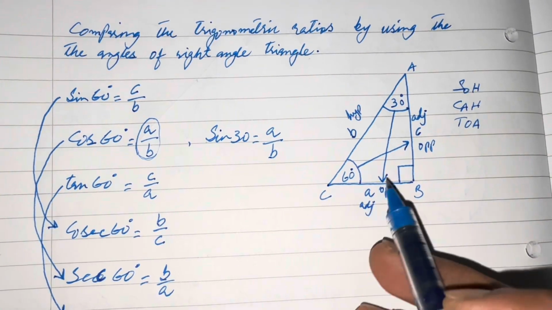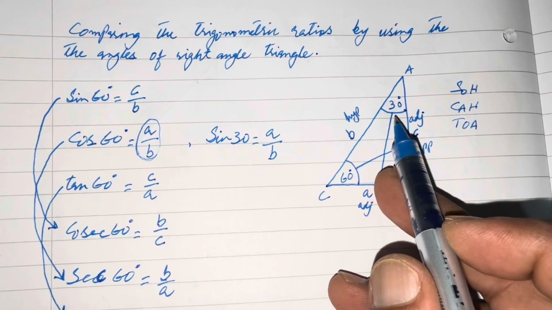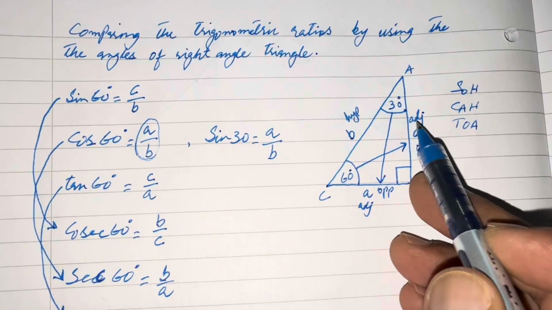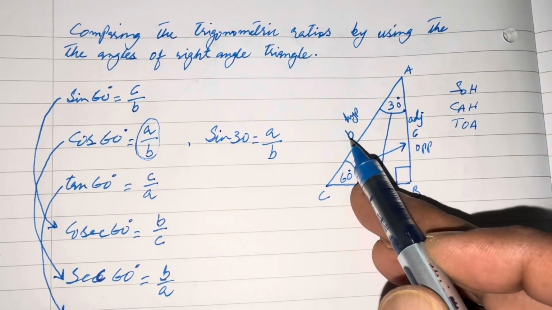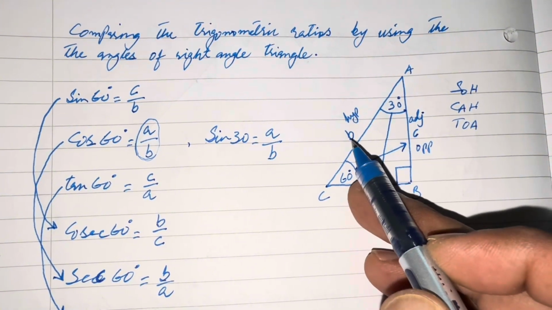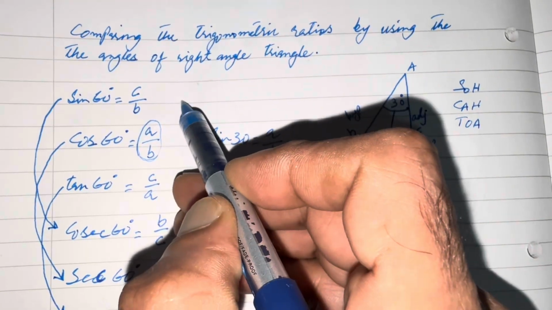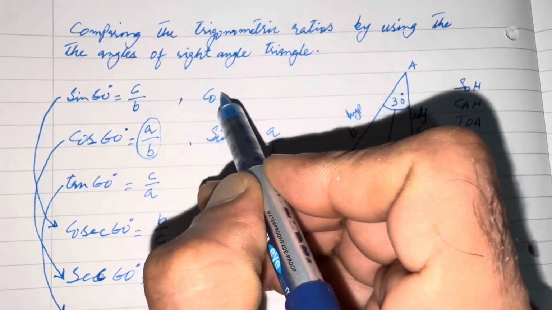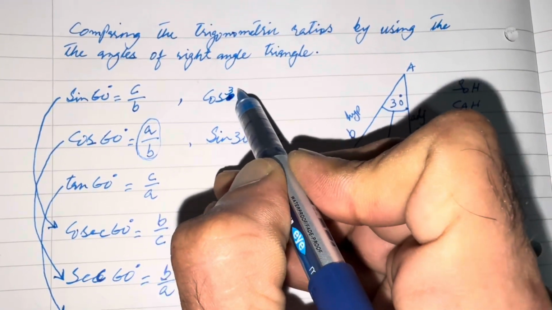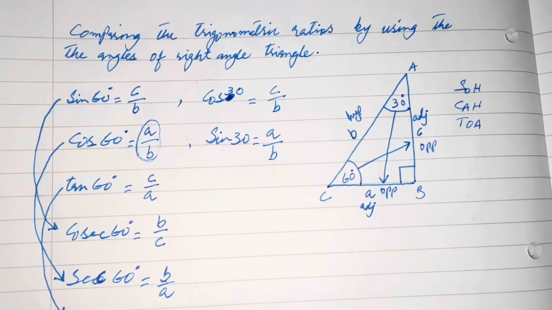Now the second ratio, cos 30. So cos 30 will be equal to adjacent over hypotenuse. With respect to angle 30, this side is adjacent. So adjacent is C and hypotenuse is B. So cos 30 will be equal to C over B. Let's find the C over B. Where is the C over B? That's the C over B. So I'm going to write down that cos 30 will be equal to C over B.